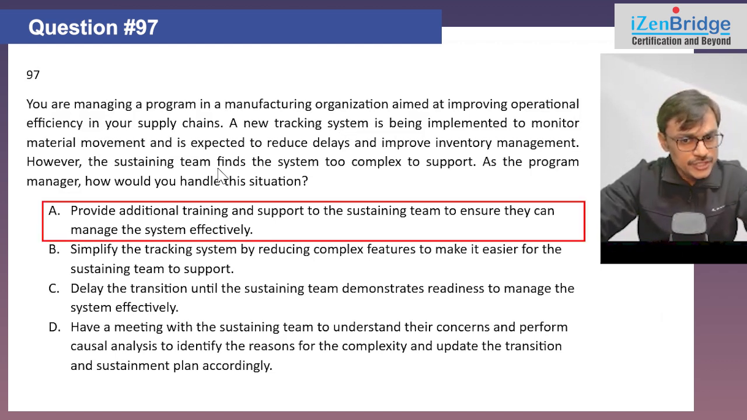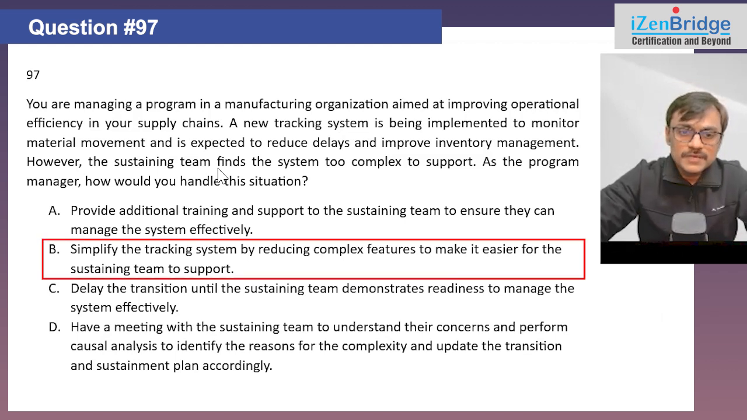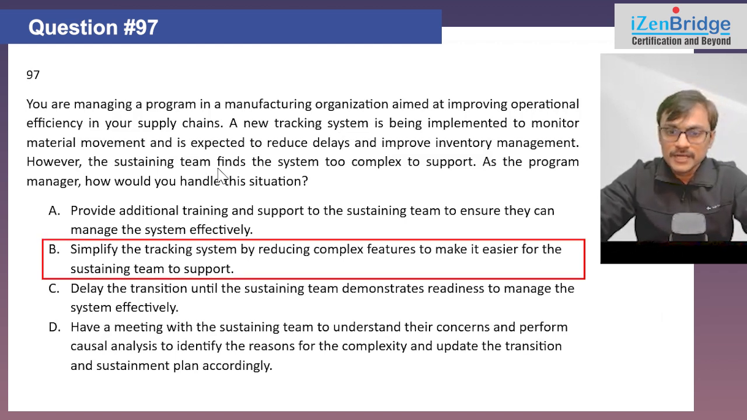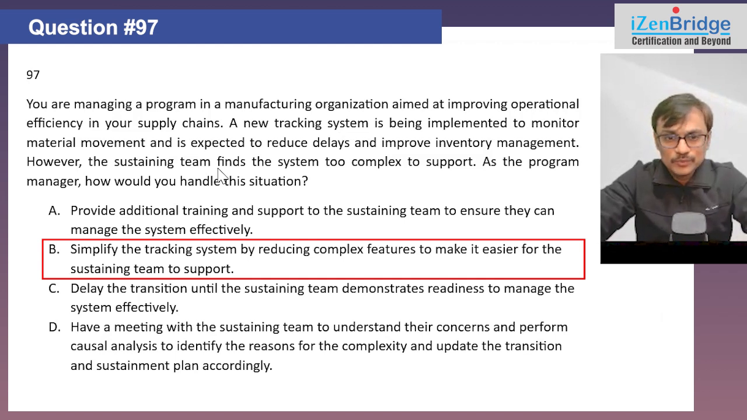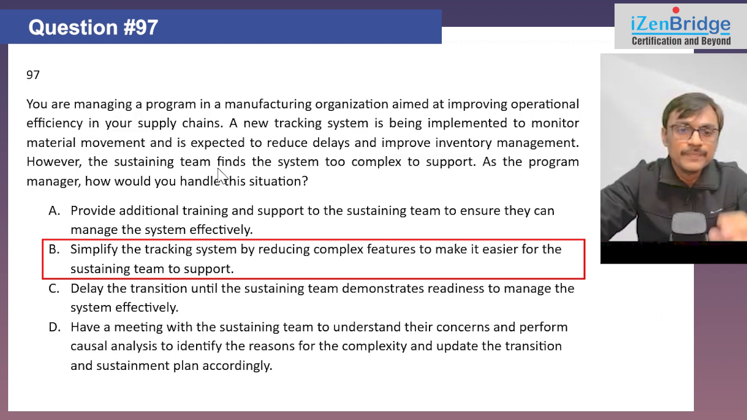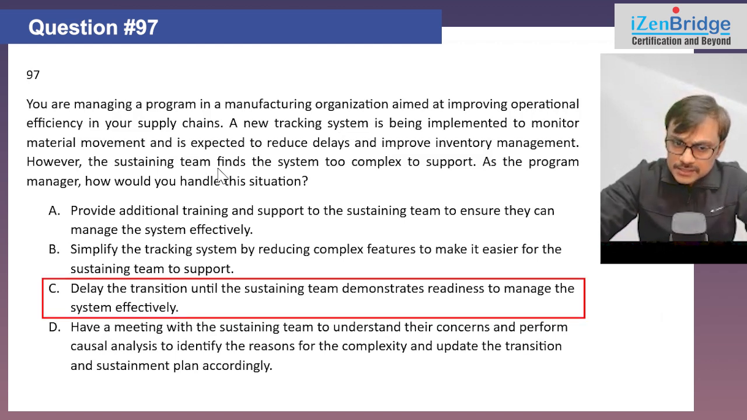Let's see. Option A, provide additional training and support to the sustaining team to ensure they can manage the system effectively. Good idea. It jumps to action, but looks good. Option B, simplify the tracking system by reducing complex features to make it easier. That is jumping to the idea. Now that I get another option which is jumping to the idea, I know both of these options are probably not right. Option C, delay the transition until the sustenance team demonstrates readiness, also jumping to the idea.